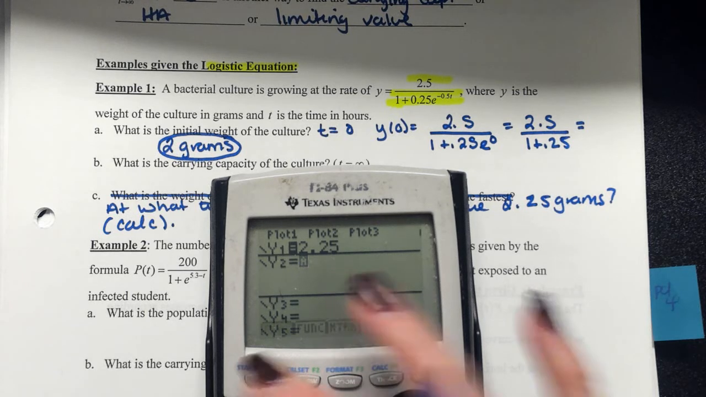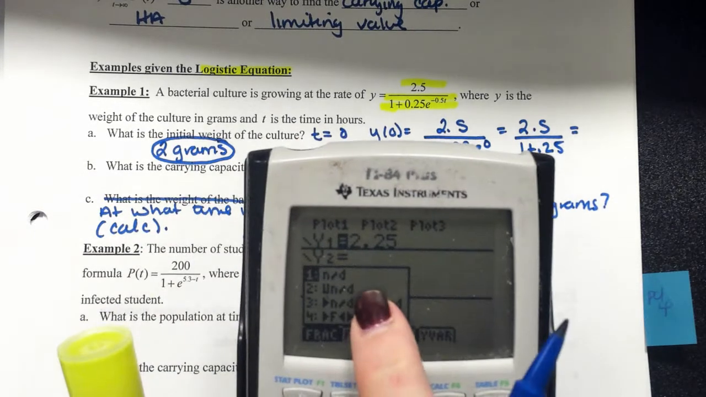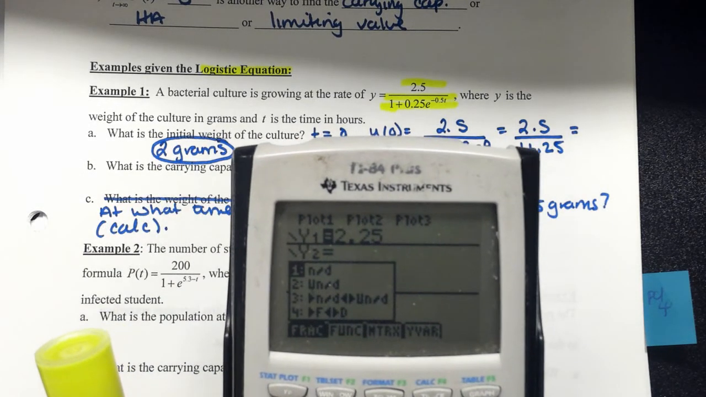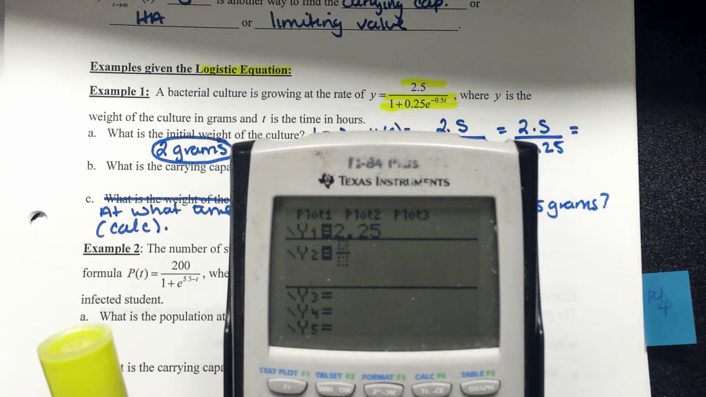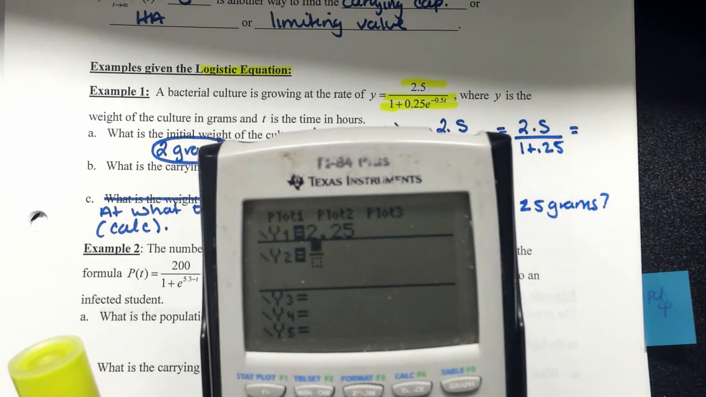So if you hit alpha y equals, you should have this menu pop up. Under option 1, n/d, that's a fraction bar. So now you don't have to worry about making those mistakes with parentheses. See, you learn something new every day.